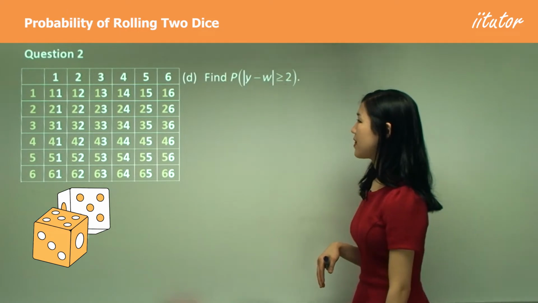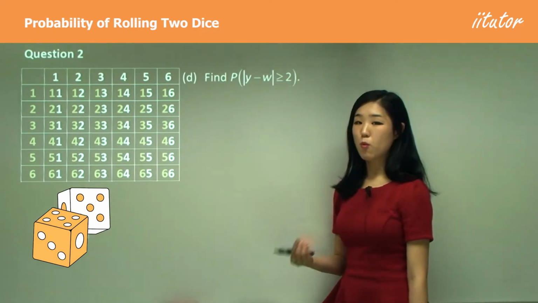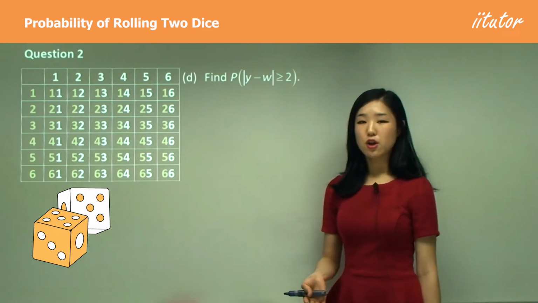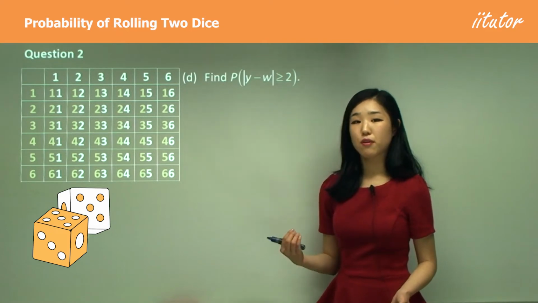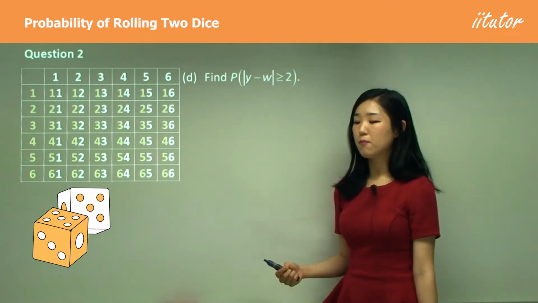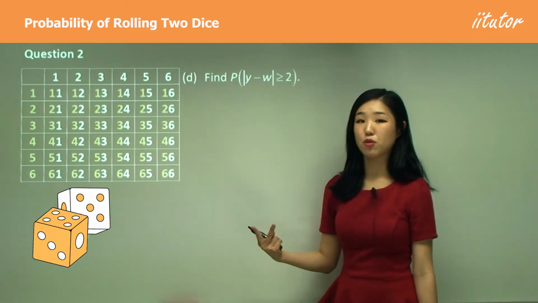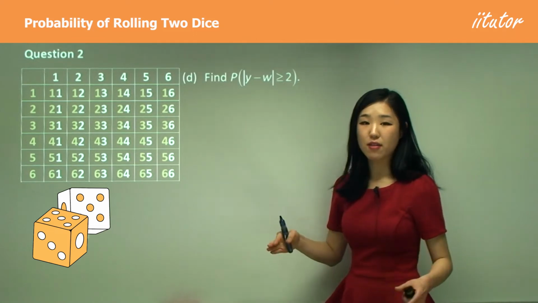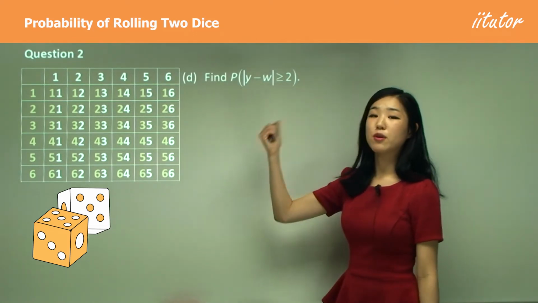Find the probability that the absolute value of yellow minus W, or white, is greater than or equal to 2. So the reason why they have the absolute value there is because they just want you to find the difference. So even if yellow is smaller, the difference will always be positive. So even if it's 2 and 4 or 4 and 2, the difference is the same too. So that's why we have the absolute value there. But it's just asking you to find the difference that makes it greater than or equal to 2.